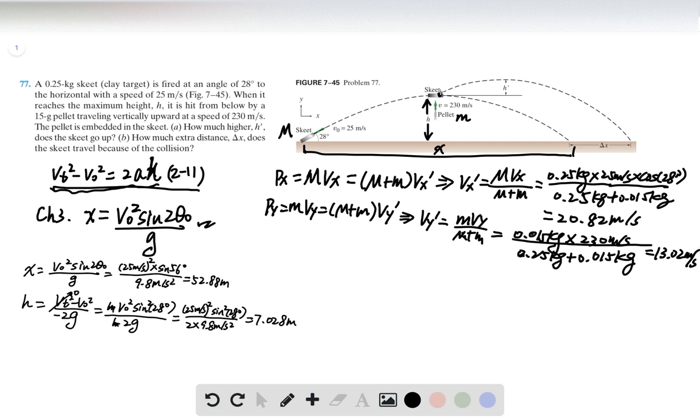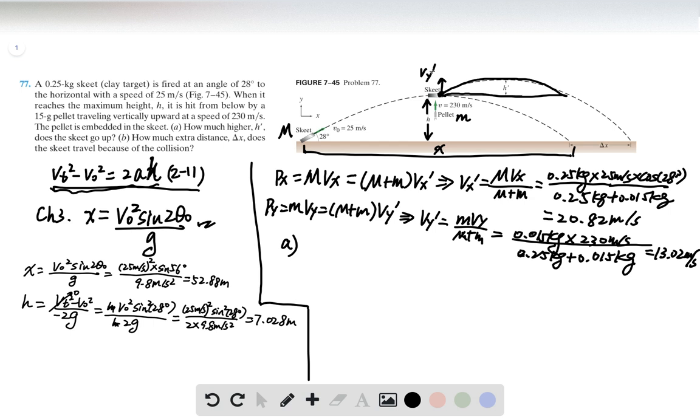So with these two pieces of information, we will be able to find the distance traveled in both the x direction and the y direction. So part A is the easy part. It asks us how much higher it will travel. You can treat this part as a trajectory motion of its own, and it moves up with vy prime, and then it is under the effect of the gravitational acceleration, and then it moves to this maximum height of h prime.